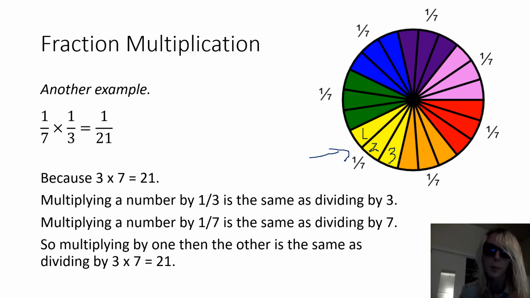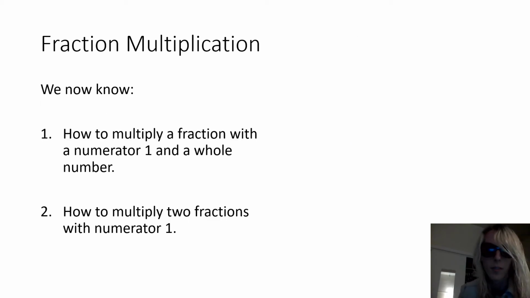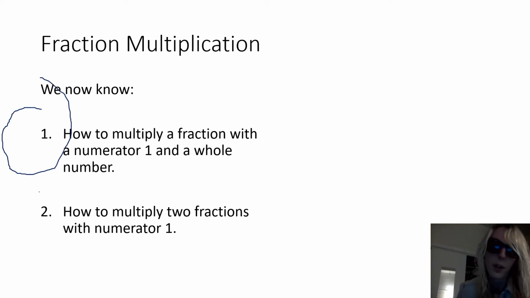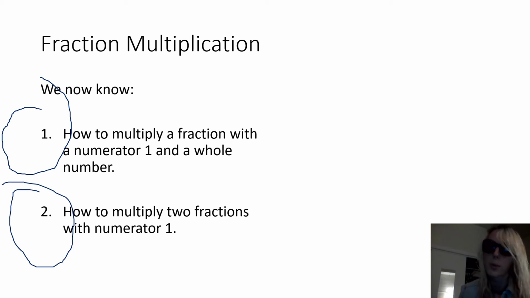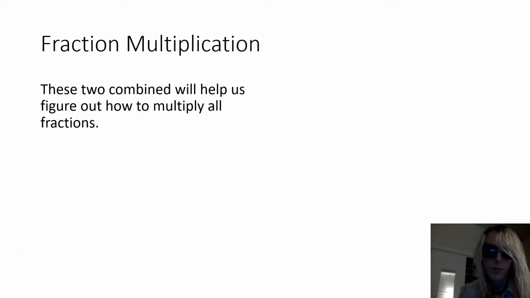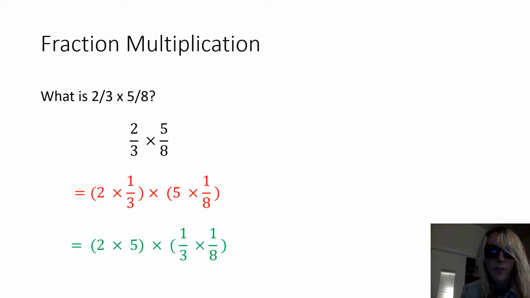And therefore, dividing by 7, then dividing by 3 is the same as dividing by 21, which is the same as multiplying by 1 over 21. So this is why fraction multiplication works. So now we know 2 things. We know how to multiply a fraction with numerator 1 and a whole number, and we know how to multiply 2 fractions with numerator 1. And putting these 2 pieces of the puzzle together is enough to explain the whole complete rule for fraction multiplication.